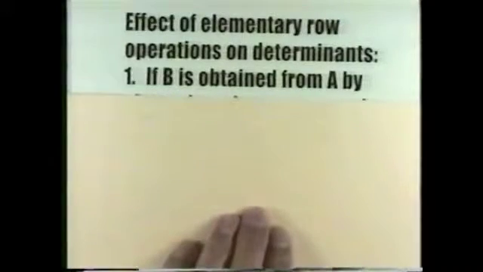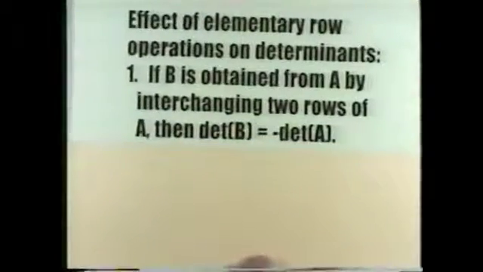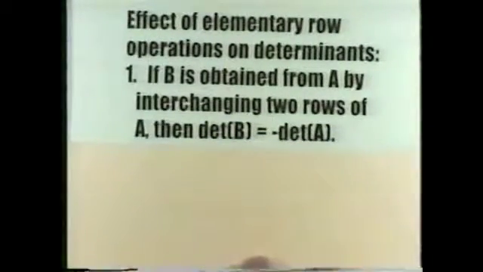Now let's look at the effects. If B is obtained from A by interchanging two rows of A, then the determinant of B is equal to the opposite of the determinant of A. So if in an attempt to reduce A to B, you get B by interchanging two rows of A, and you evaluate the determinant of B, then you're going to have to take the opposite of that to get the determinant of A.